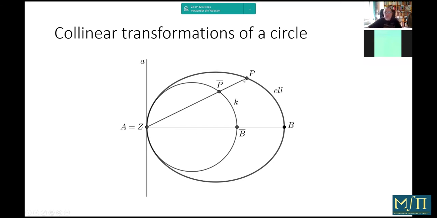So this point P over here of the ellipse will map onto this point P bar of the circle, the same as this point B, the other major vertex of the ellipse, maps onto this point B bar of the circle K, which is simply the diametrically opposed point to the common point A of the two curves. Using this, we can do all of the constructions that we also considered with the affine transformation. So we also have the opportunity to do this here.